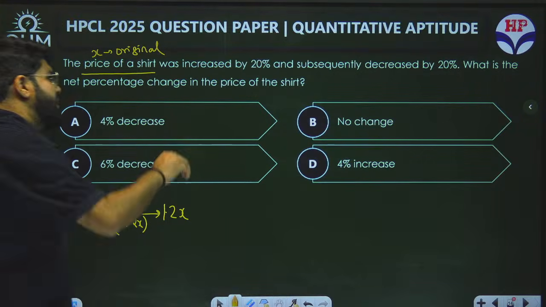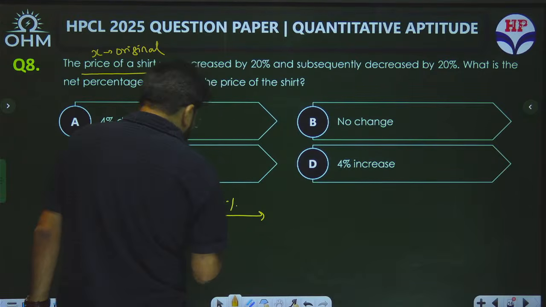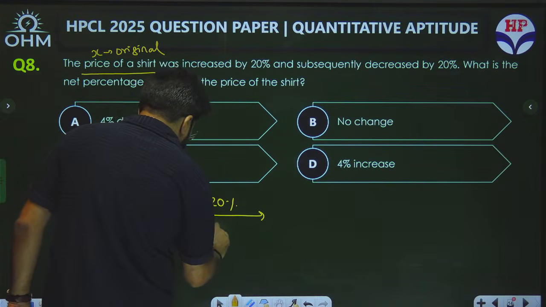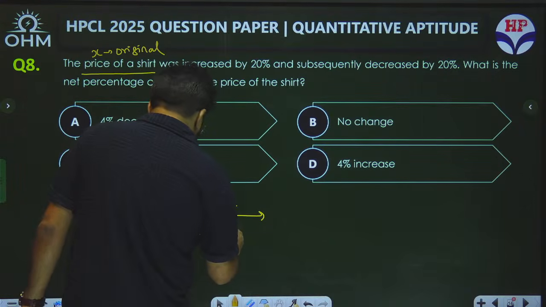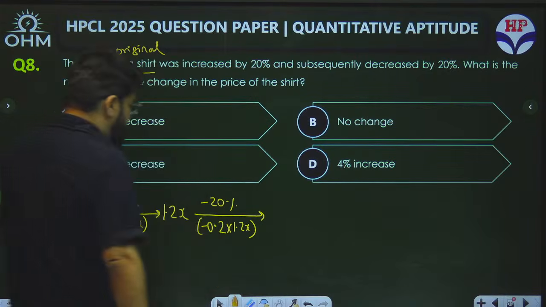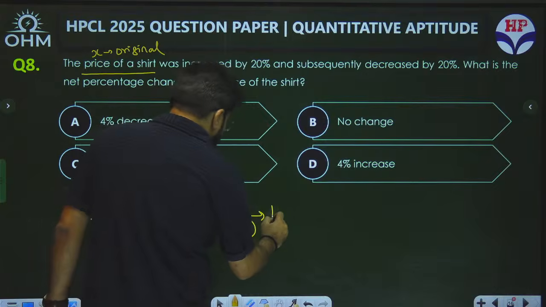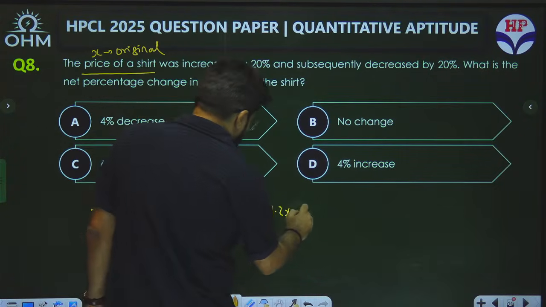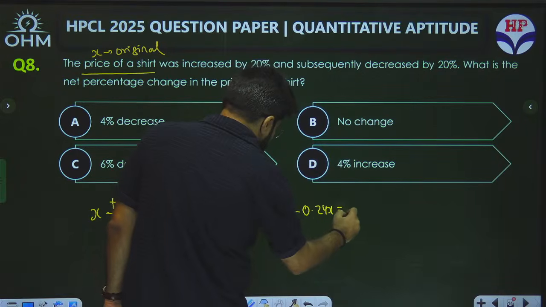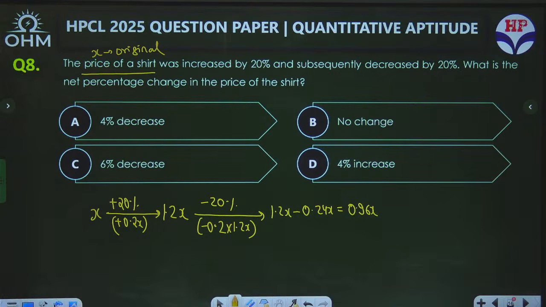Then subsequently means after this it further decreased by 20%. So how much is minus 20%? 20% is 0.2, so 0.2 into x, and here it is 1.2x. When you reduce this, how much will be left? Original was 1.2x and reducing by 0.24 leaves 0.96x. So what is the net percentage change?